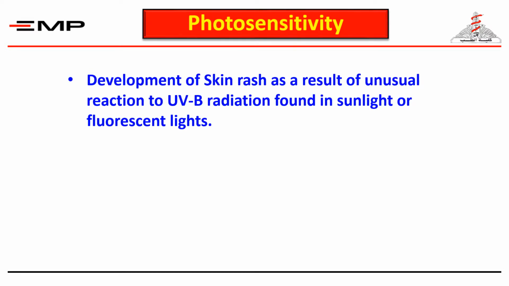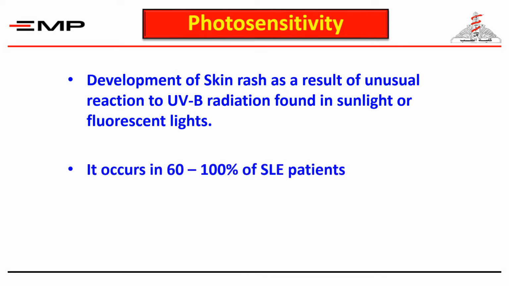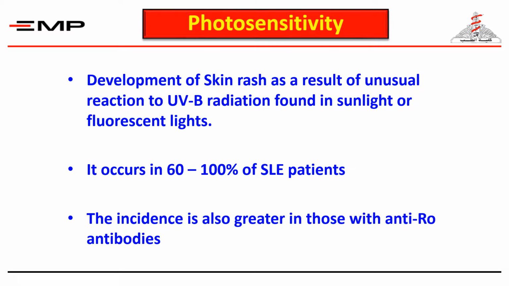Photosensitivity: it is common in lupus patients. It is the development of skin rash as a result of unusual reaction to ultraviolet B radiation found in sunlight or also fluorescent lights. It occurs in 60 to 100% of cases. The incidence is also greater in those with anti-Ro antibodies.